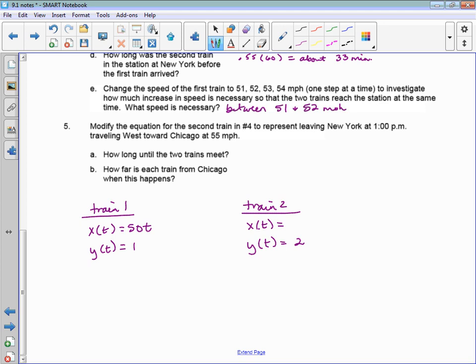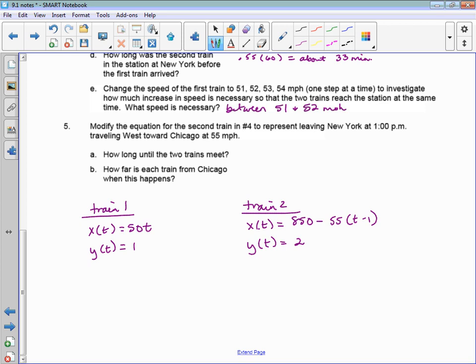850 miles. The second train now is starting in New York. We can think about it's going backwards. So it's starting from 850 and trying to get back to 0. Does that make sense? So your equation is going to be 850 minus your original equation, the 55t minus 1. Because it's still leaving an hour later, so that hasn't changed. The speed hasn't changed. But that's showing that it's traveling in the opposite direction. Just like on the x-axis, it's now going in the negative direction.